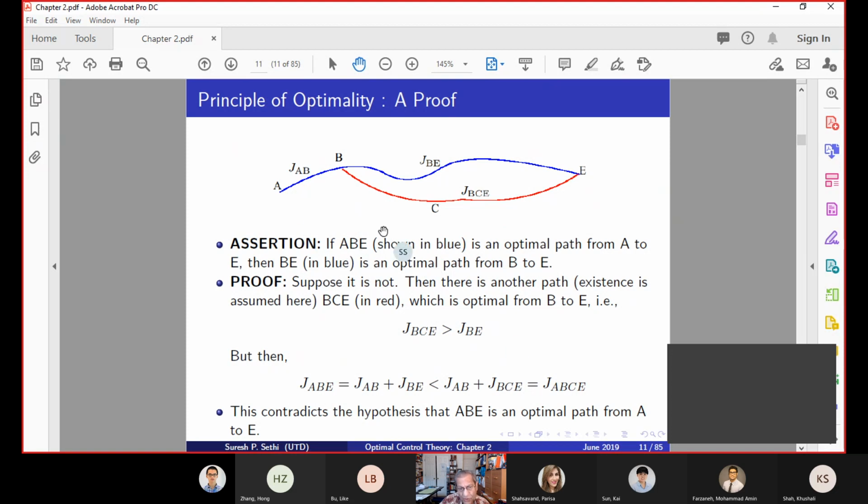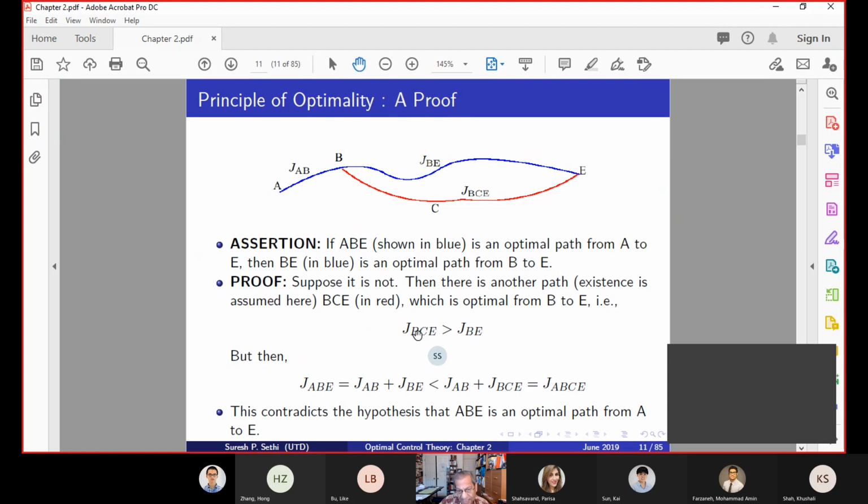If AB, shown in blue, is an optimal path from A to E, then B in blue is an optimal path from B to E. That's what the principle says. Proof: suppose it is not. If it's not, then there's another path which is optimal from B to E.